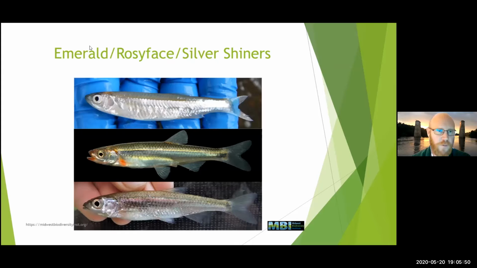And here are the three set on top of one another. You can see that the nose of the emerald shiner is the shortest. The rosyface has the longest. You can see how pointed the anal fins are versus the rosyface, which is rounded. So a pretty decent comparison of the three.